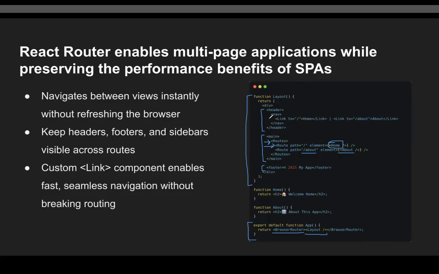The other thing I'll call out is the use of the link tag. You can see here in nav, instead of using a regular A tag, we use the link tag to navigate to slash or slash about, to still maintain those benefits. So that's a very simple, high level example of how React Router works.